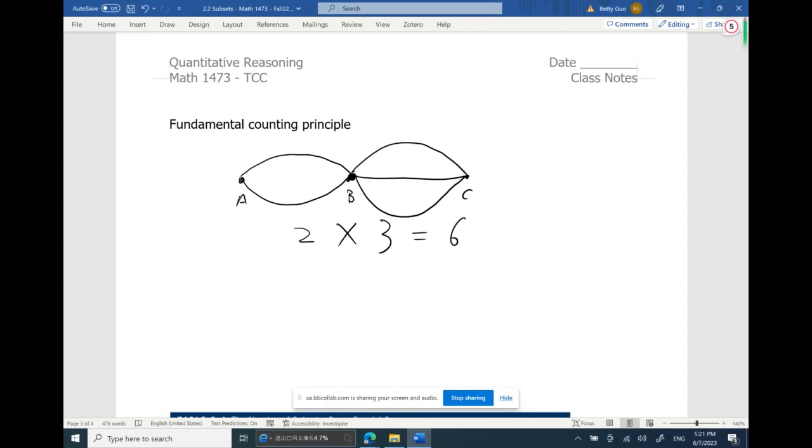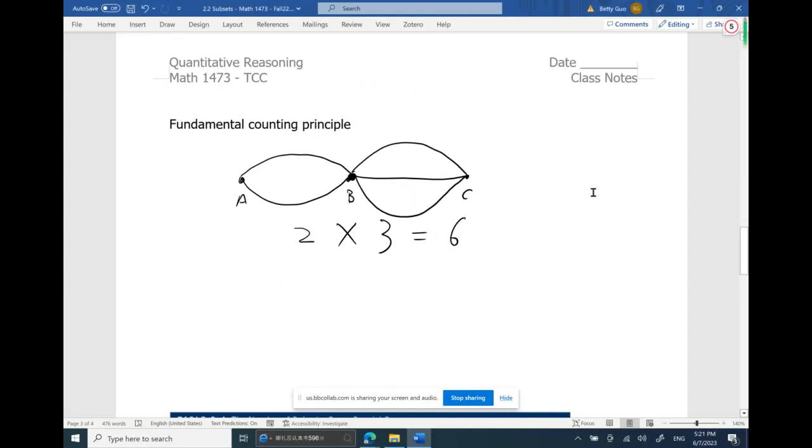If we have a 2-part task, like this example, the first part has 2 different ways to complete it. The second part has 3 different ways to complete it. Then we have 2 times 3. We multiply the 2 numbers. 6 different ways to complete the whole task. That is the so-called fundamental counting principle.